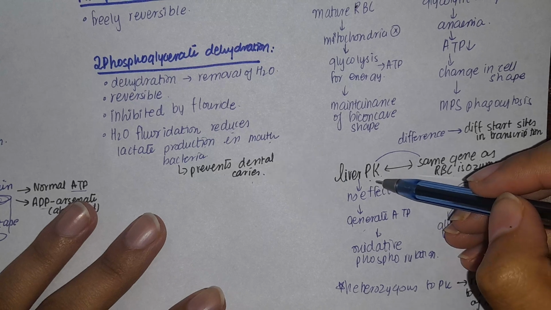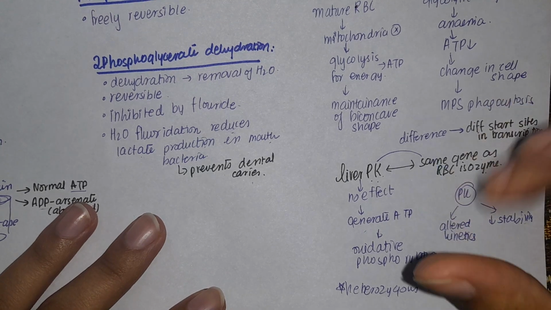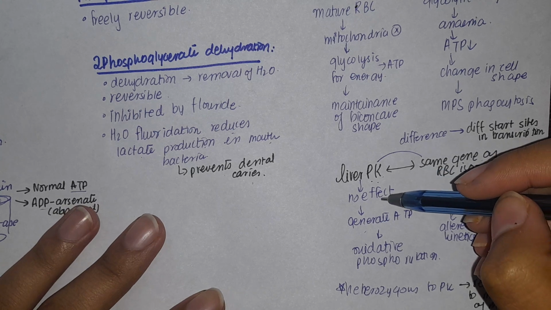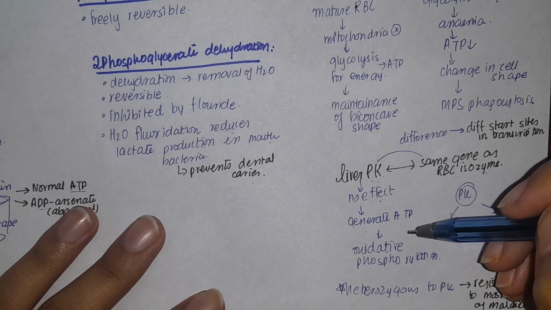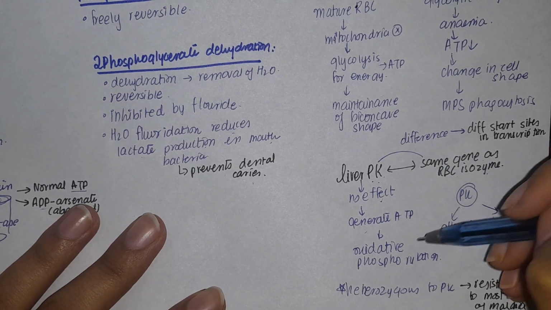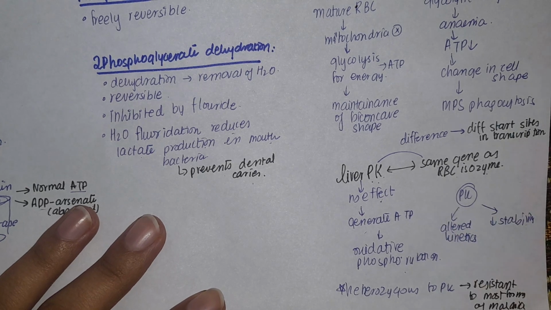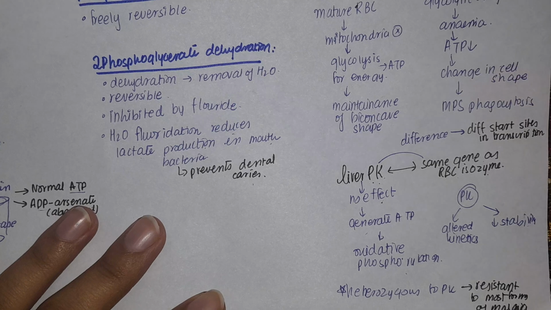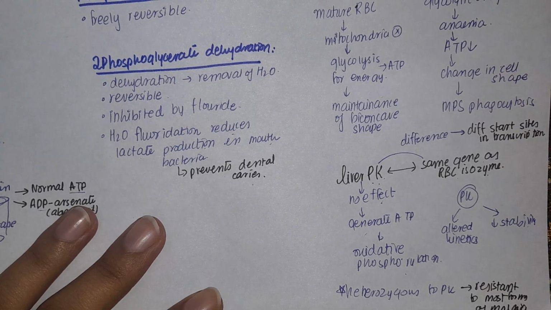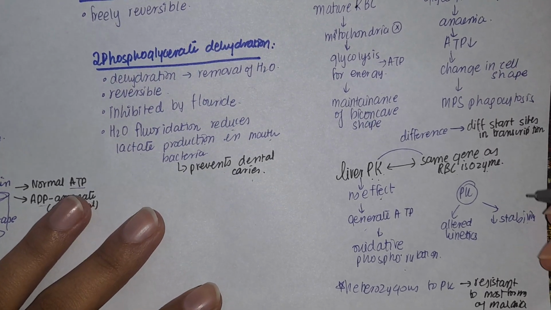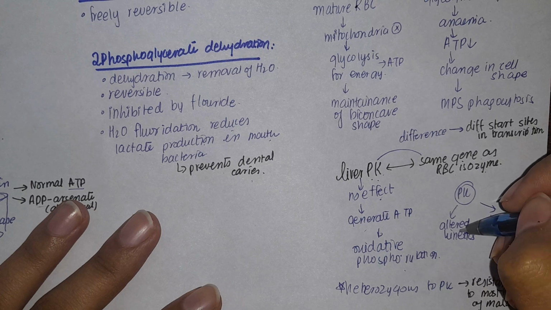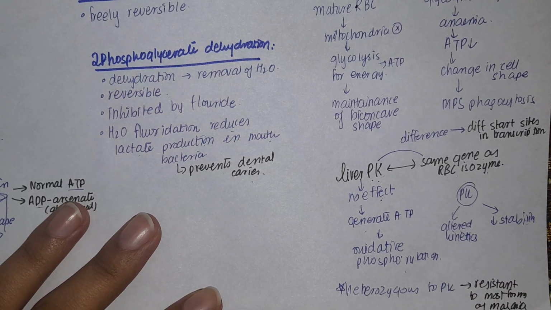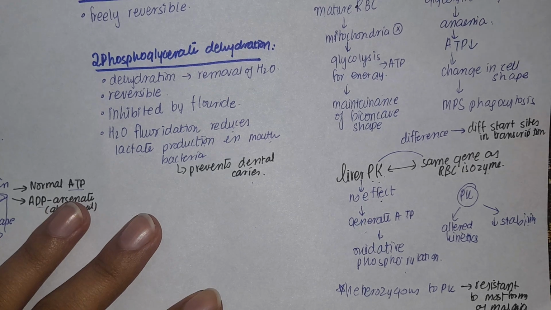Now, when this liver pyruvate kinase, this glycolytic enzyme, is deficient, it does not have any special effect on the liver, because the liver can generate its own ATP via oxidative phosphorylation using mitochondria. But in the red blood cells, as you know, they lack mitochondria, so they cannot do oxidative phosphorylation. What will happen? There will be altered kinetics, there will be less stability of the red blood cells, and the red blood cells will undergo hemolytic anemia.